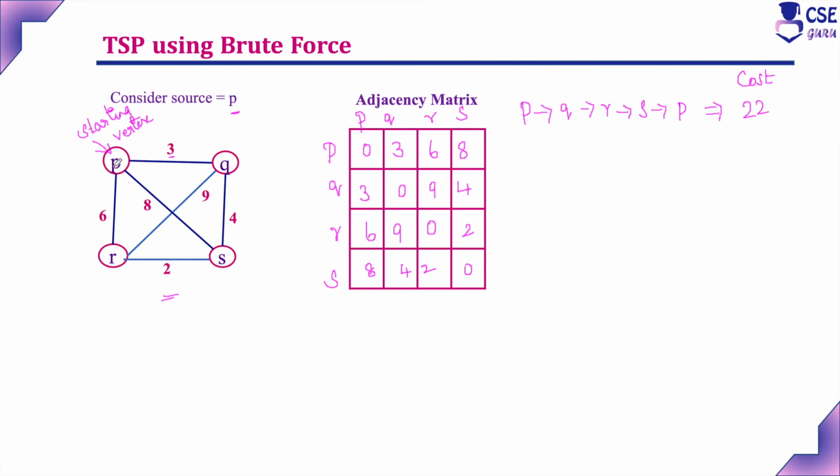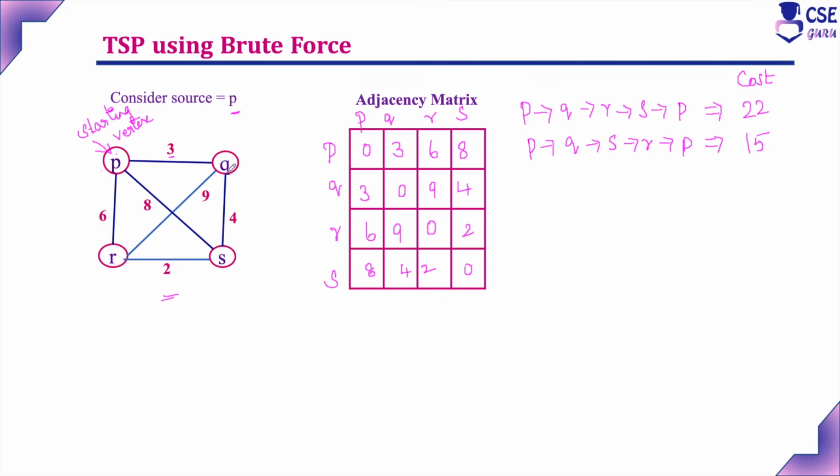The next possible route is P to Q, Q to S, S to R, and R to P. What is the cost of this one? P to Q is 3, Q to S is 4, making 7, S to R is 2 and R to P is 6. So we get it as 15.